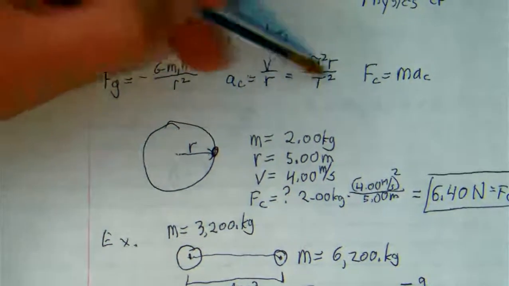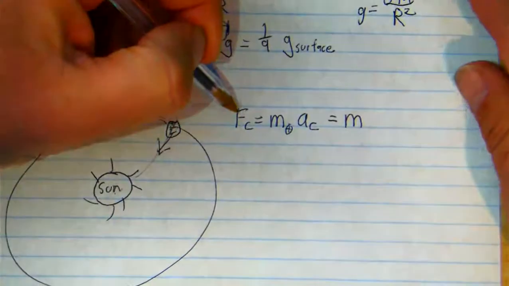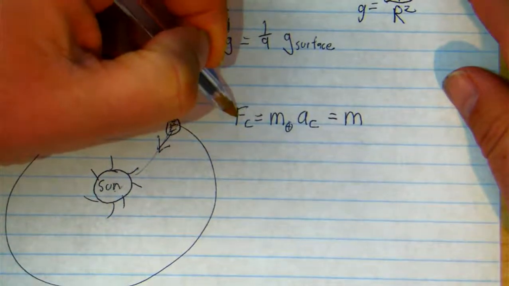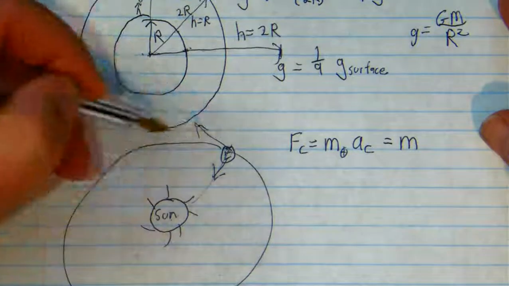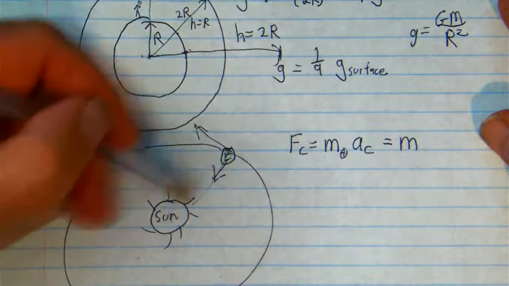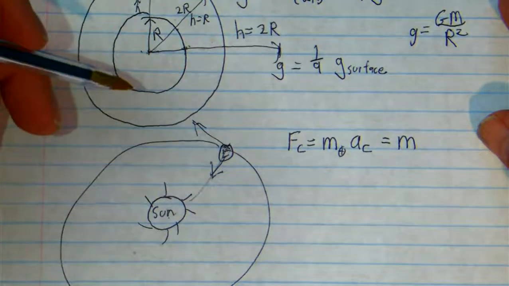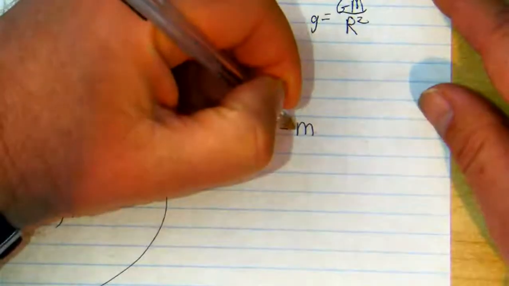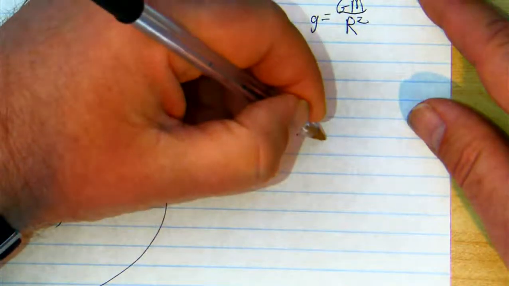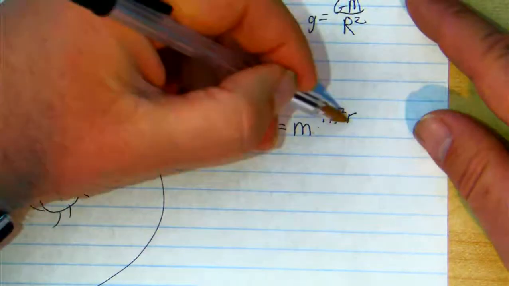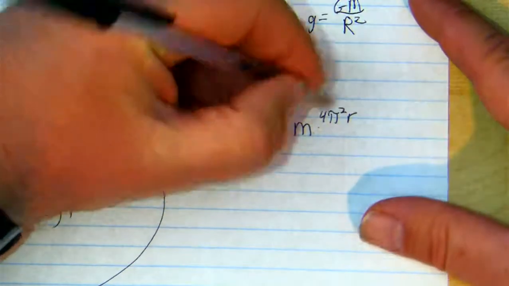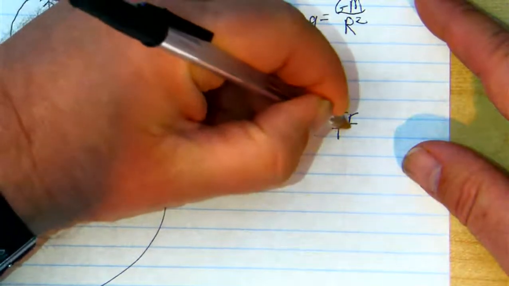So let's use this version of the centripetal acceleration and say, all right, we're going to calculate the centripetal force causing the Earth to not go flying off in space at a tangent, because that's what would happen if there weren't a center-seeking force acting on the Earth all the time. And instead of writing v squared over r, I'm going to write 4 pi squared times the radius of the Earth's orbit divided by the period squared.